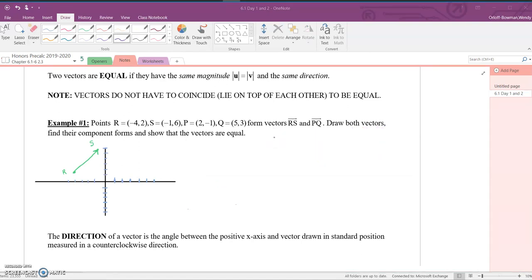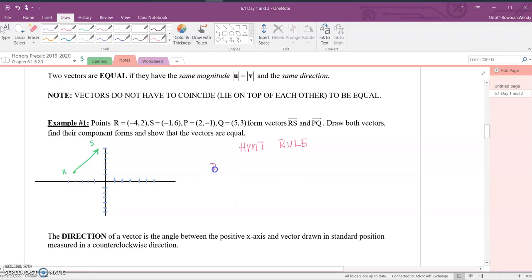I'm going to go through example 1 with you. I've given you 4 points, and we're going to form vectors RS and PQ. Now, we're going to use the head minus tail rule, and I'm going to abbreviate that as HTM rule. So as you can see, I've already drawn vector RS in a coordinate plane, where S is considered the head and R is considered the tail.